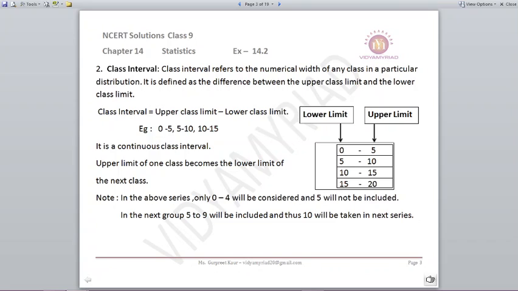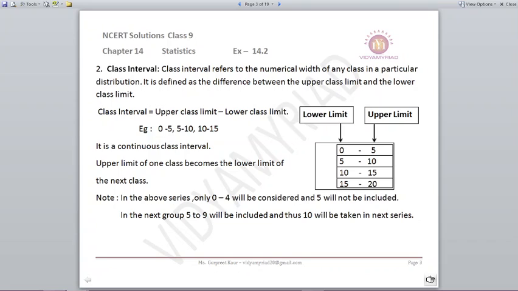For example, if you have 0 to 5 and 5 to 10, I will not include 5 where 5 is in the upper limit. That means I will just include the numbers till 4, or before 5. Then 5 will be included where 5 is in the lower limit. So if I look at the class 5 to 10, what all numbers can I include in this information? 5, 6, 7, 8 and 9.